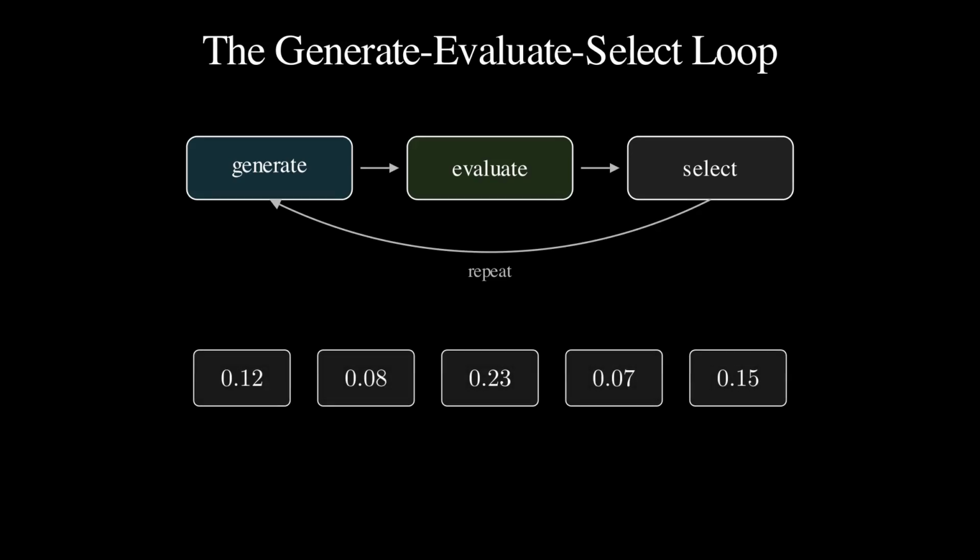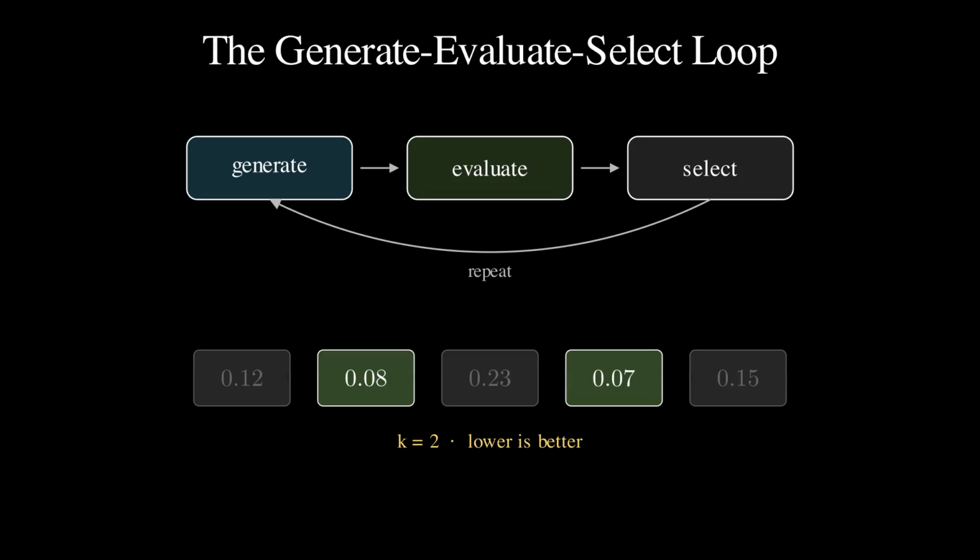Concretely, in one round, the proposer generates 5 candidate expressions. The harness scores them, 0.12, 0.08, 0.23, 0.07, and 0.15. With K equal to 2 and lower being better, the selector keeps 0.07 and 0.08 as the elites that seed the next round. Every run is this small story, repeated.